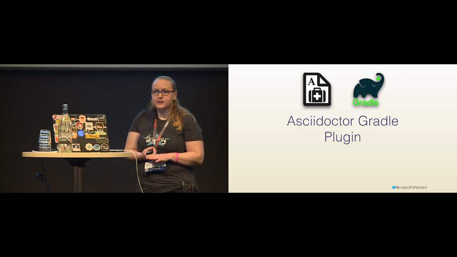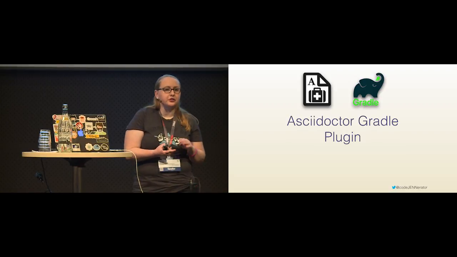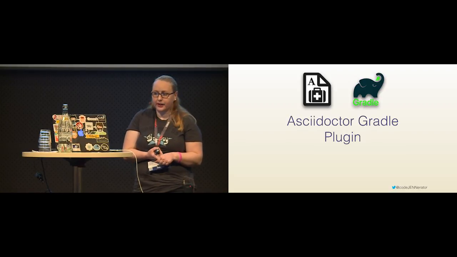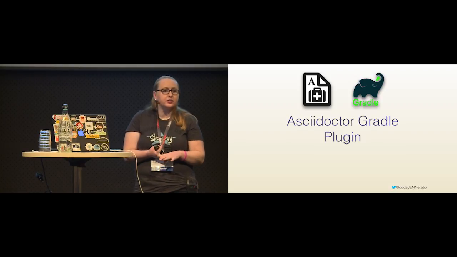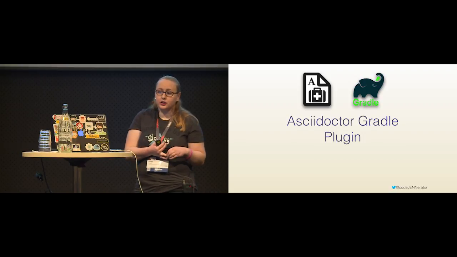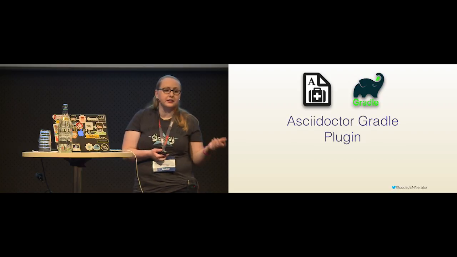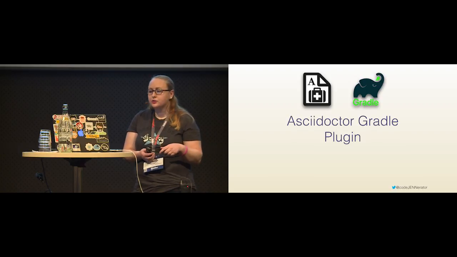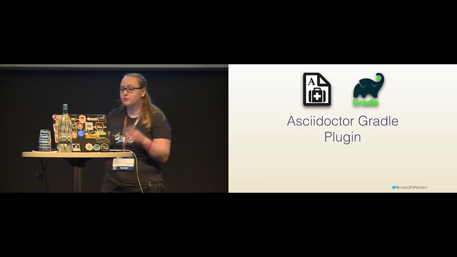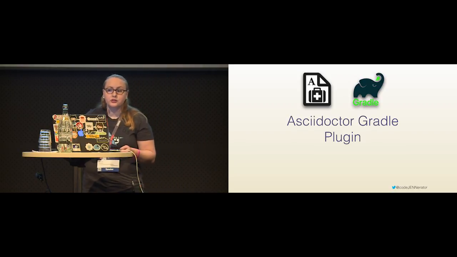Okay, a little bit of terminology here. AsciiDoc is a format that makes it really easy to write documentation. It kind of looks like Markdown if you're familiar with that. And then AsciiDoctor is a utility that you can use to convert AsciiDoc files into other formats such as HTML, PDF, and you can even use it to write books.